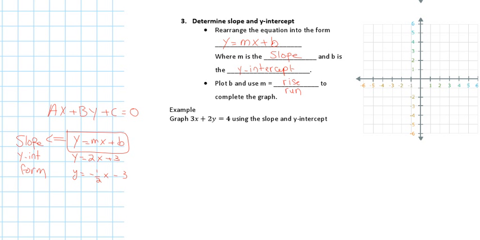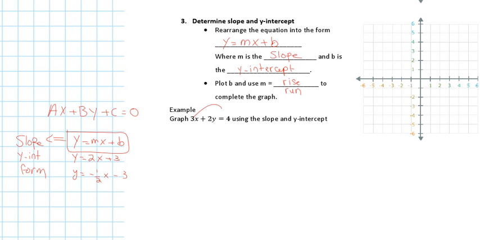So first of all, this is an equation. So I have 3x plus 2y equals 4. I want to write it in slope y-intercept form. So I want y by itself, everything else to the other side. Okay? So I'm going to have to keep y on this side, and I'm going to have to move the 3x over.